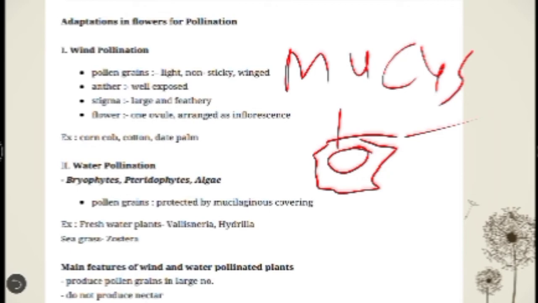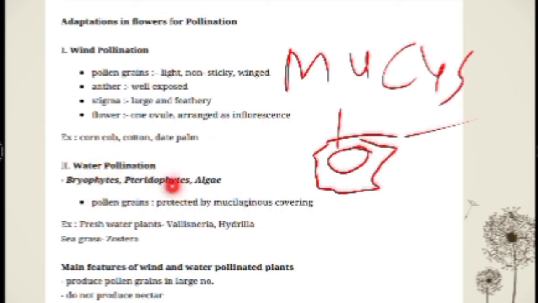As for example, you have already seen that if you dip some flower or some branch in water, after some days you will see that this jelly-like or gel-like substance forms over that stem or that branch. The reason is that it produces mucus over it. If the mucilaginous covering is there, then only this water pollination will take place.